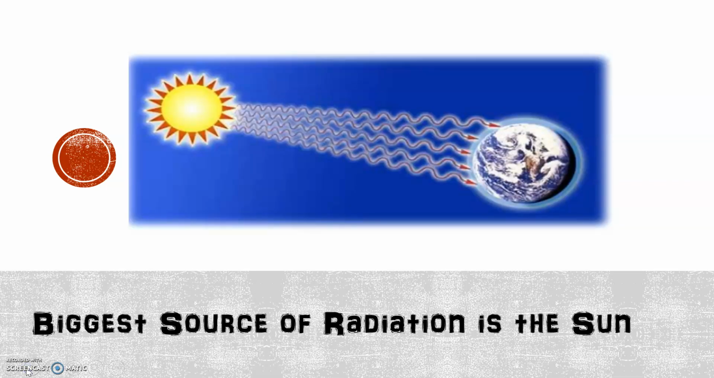All objects radiate heat, but some radiate much more heat than others. The biggest source of radiation is the sun. It sends a huge amount of heat to the earth through electromagnetic waves. Think about the last time you went to the beach. You probably definitely felt the wonderful heat radiation from the sun. Maybe you even got a sunburn. A little too much radiation.